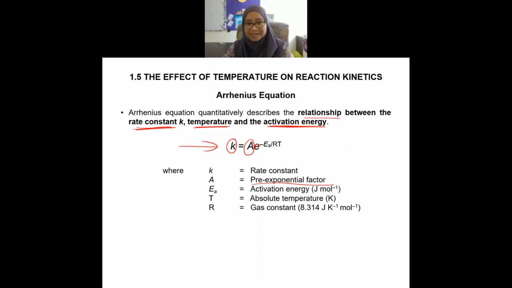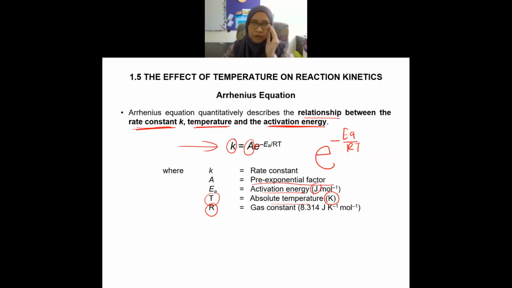The power is actually negative EA over RT. Temperature must be converted into Kelvin. Activation energy must be in J mol^-1. Why must it be in J and not kJ? Because it has to tally with the unit of R. So this is something you need to look into.